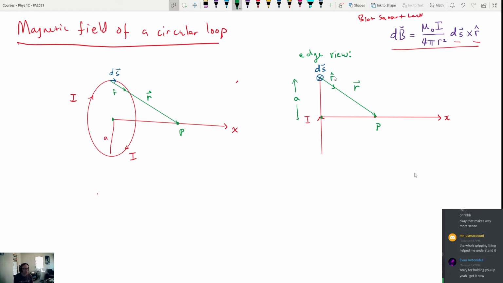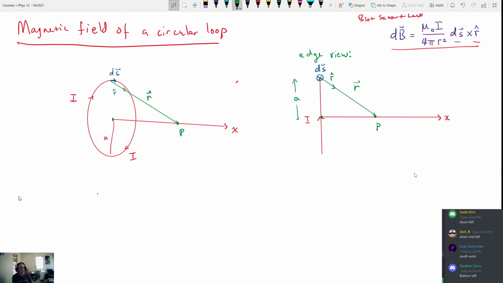Now can you all tell me, I don't know how easy it is to describe, what is the direction of ds cross r hat? Use your right-hand rule, right? Point your fingers in the direction of ds, which is going into the screen. And then shift your fingers so your palm points in the direction of r, and just rotate your fingers from ds to r hat. And tell me, what is the direction of ds cross r hat? Two people say down and left, southwest. I'm pretty sure that's correct.